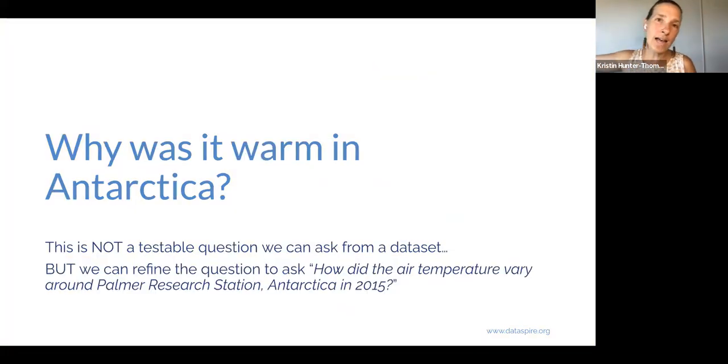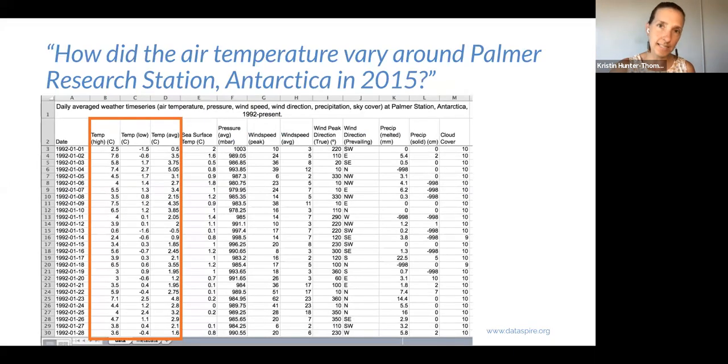Well, why was it warm in Antarctica? Big picture question, okay? Not testable. But we could refine it to be, how did air temperature vary around Palmer Research Station, Antarctica in 2015? We've got the time, the space, and we know the variable really specifically. We're looking at air temperature. It is measurable. We can measure air temperature. Well, we didn't, but somebody else did. Someone measured air temperature at Palmer Research Station in Antarctica in 2015, and we can go and look for those data.